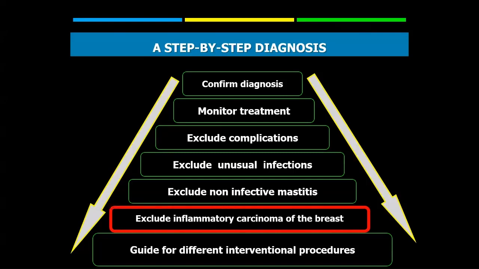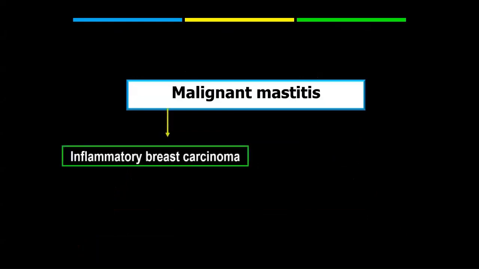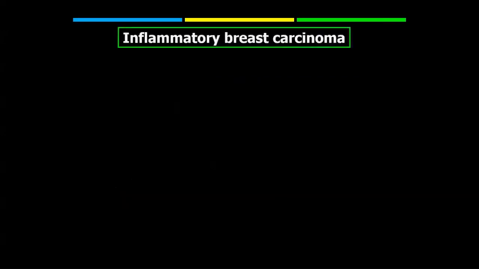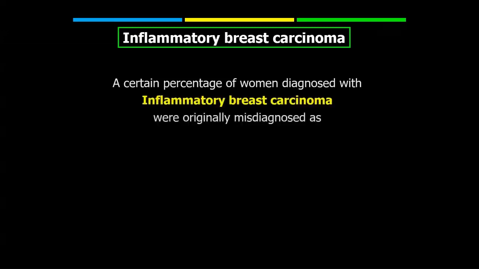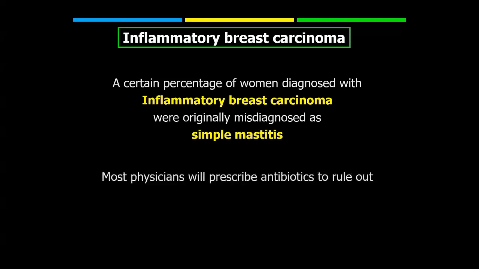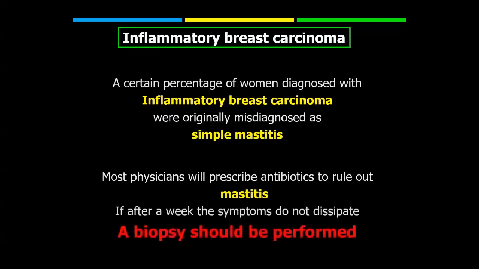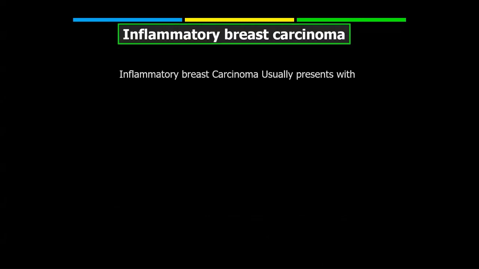And now we come to the most serious form of mastitis, and that is to exclude inflammatory carcinoma of the breast. Malignant mastitis of the breast includes the inflammatory breast carcinoma and the malignant breast abscess. In a certain percentage of women diagnosed with inflammatory breast carcinoma, they were originally diagnosed as simple mastitis. And most physicians will prescribe antibiotics to rule out mastitis. If after a week the symptoms do not dissipate, a biopsy should be performed.